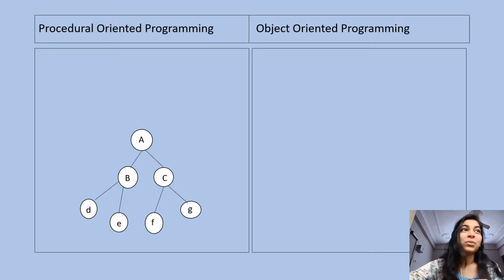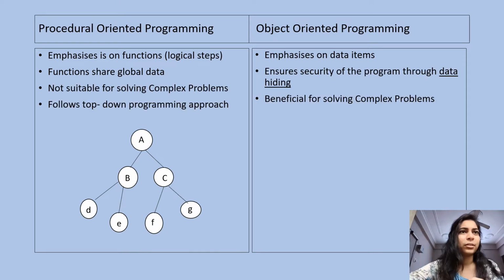All right. So the oriented programming is of two types: procedural-oriented programming and object-oriented programming. Right. We will get the content of the slides quickly.